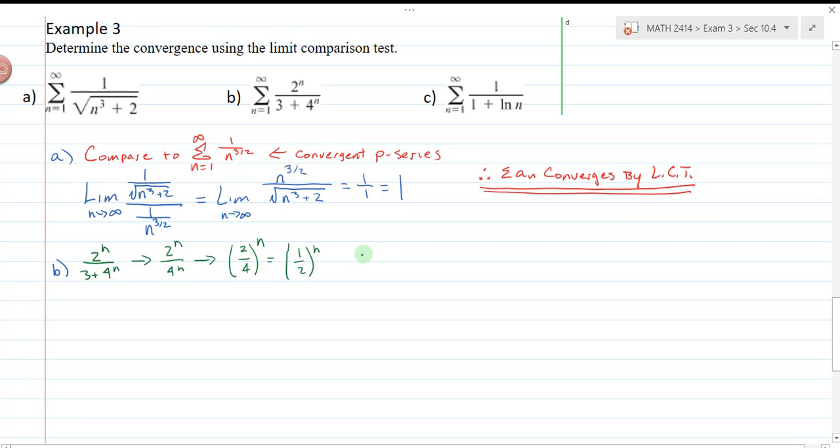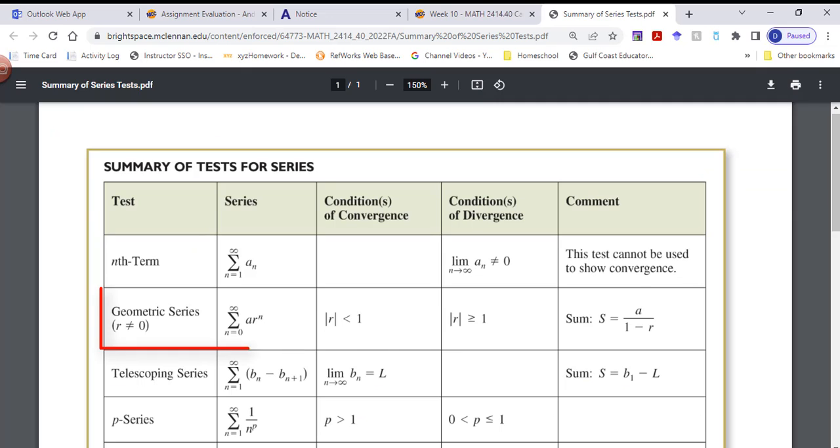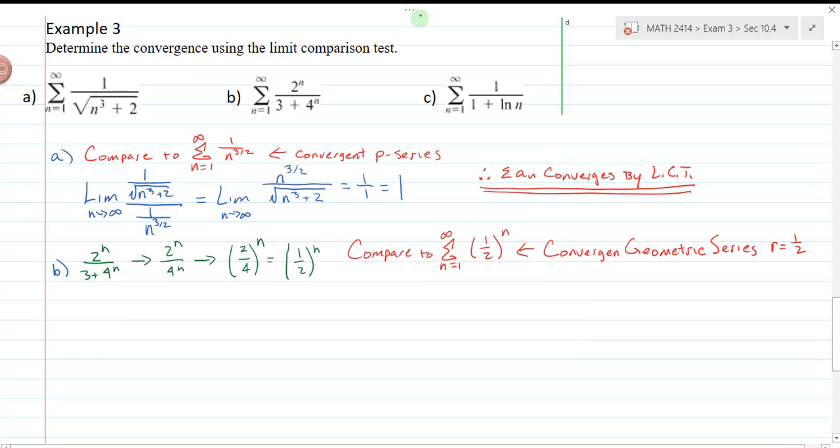That means that we could compare this series in part B to the series n equals 1 to infinity of 1/2 raised to a power of n. And what do we know about this series? This is a convergent geometric series, and it converges because r is equal to 1/2 and 1/2 is less than 1. When we look back at the geometric series, we see that the condition for convergence is that the absolute value of r is less than 1. So this is a convergent geometric series.